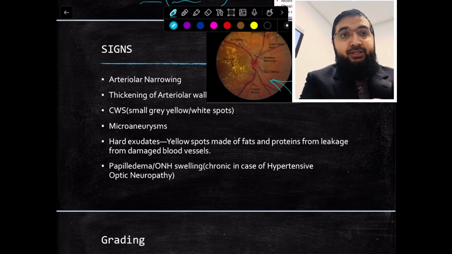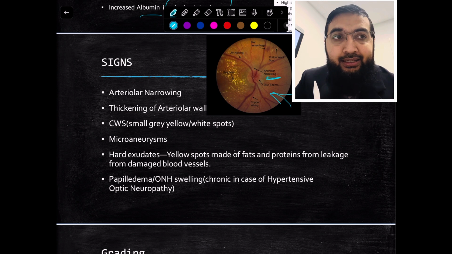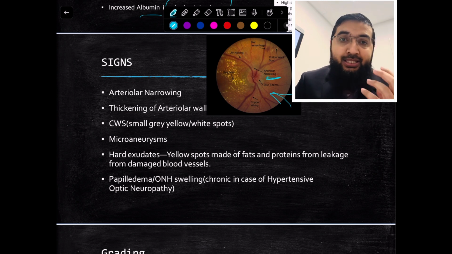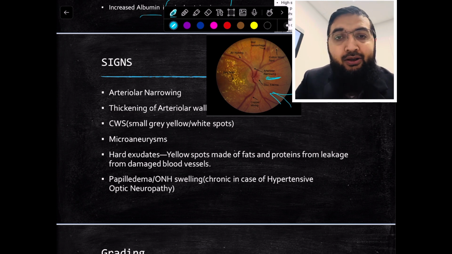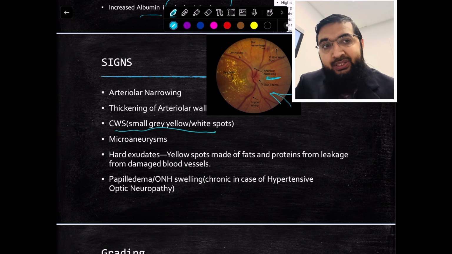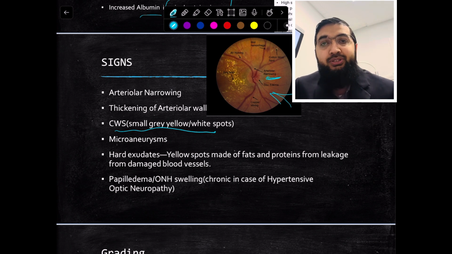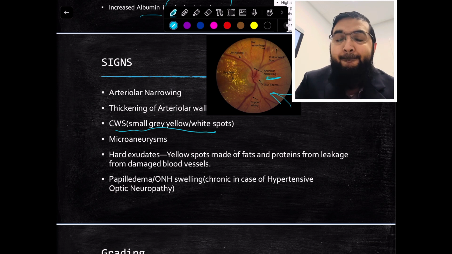Look at this picture. This picture speaks for itself that yes, there are a lot of signs that you can catch, get referred, get treated, get addressed. Arteriolar narrowing happens. The arteries inside the eyes get narrow. The wall is thickened. It gets the thickening of the arteriolar wall, which is a sign of hypertensive retinopathy. Sometimes you also see cotton wool spots. They are small gray, yellow, or yellow-white spots inside the eyes.